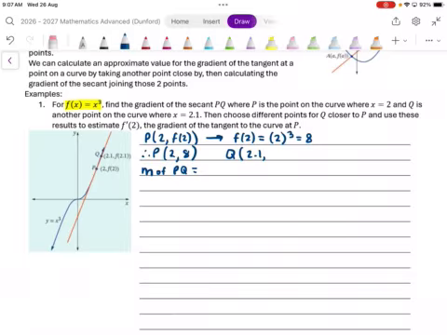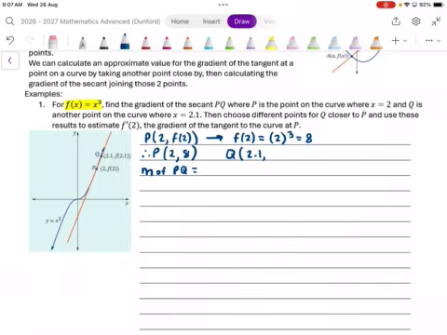And so what we have here is, well, our function is x cubed, so it will be 2.1 cubed minus 2 cubed all over 2.1 minus 2, which can be put straight into our calculator to get 12.61. So that means our gradient of PQ is 12.61.